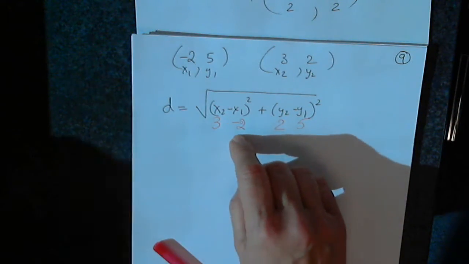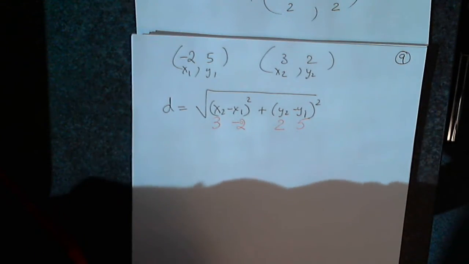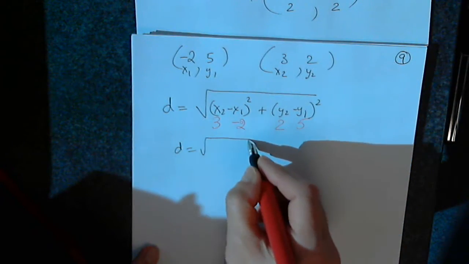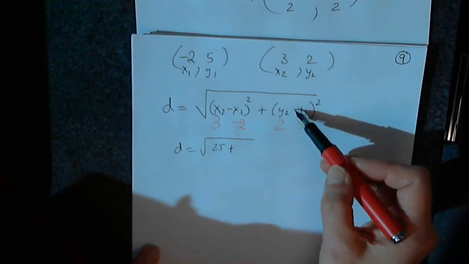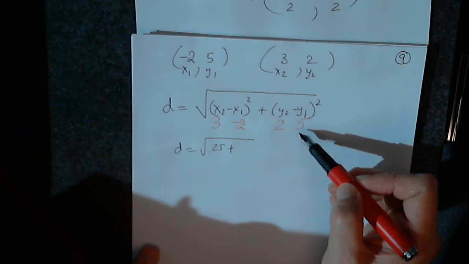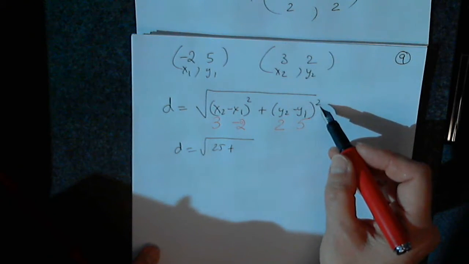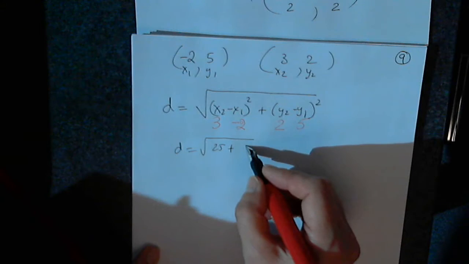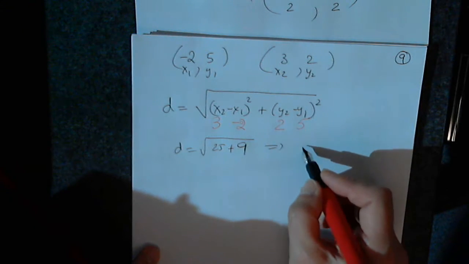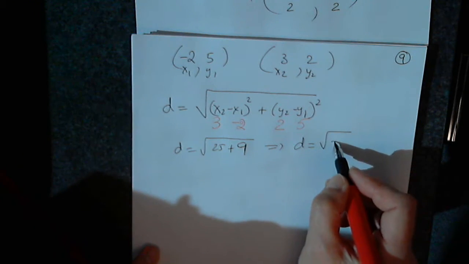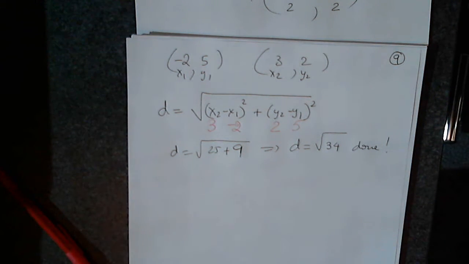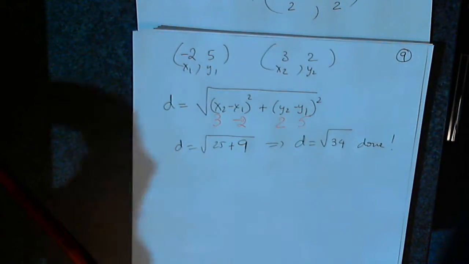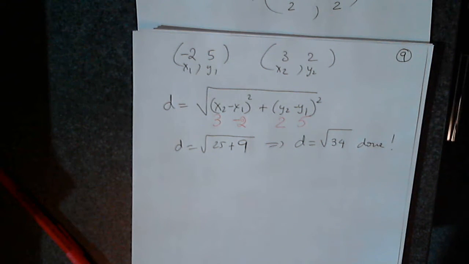So how much is 3 minus negative 2? 3 plus 2, which is 5. And if you square that? 25. Very good. So d equals the square root of 25 plus... you don't do anything, you wait. How much is 2 minus 5? Negative 3. Negative 3 squared is 9. Very good. So d is the square root of 34. Done. You cannot simplify any further. Please do not say that this is the square root of 25 plus the square root of 9. That is incorrect.